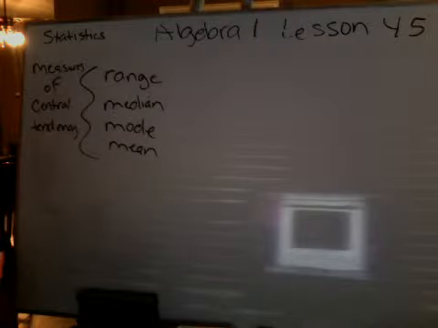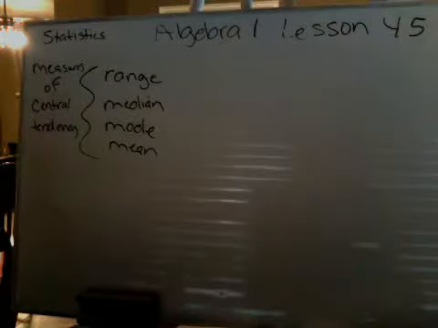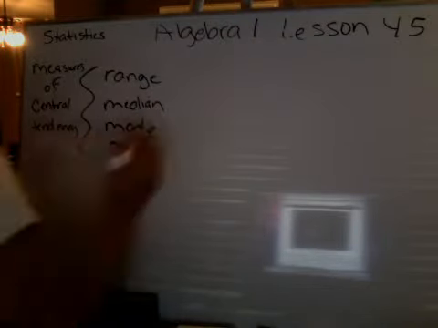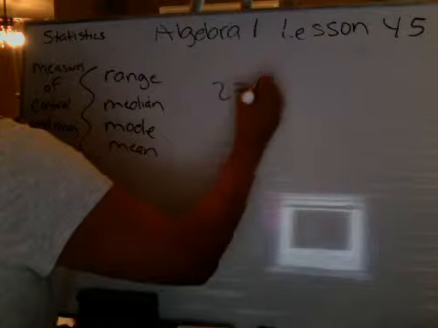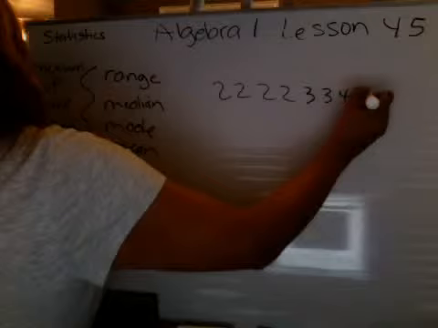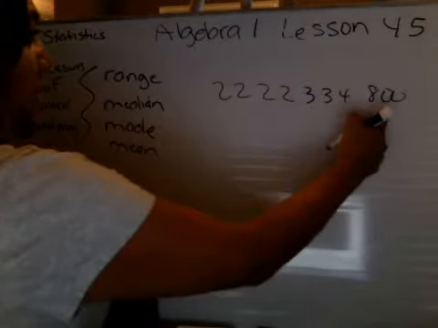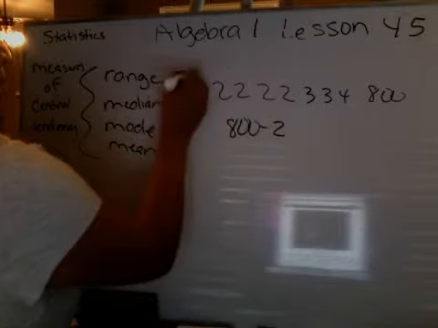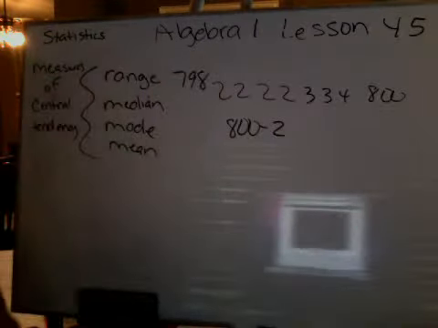A freight company received a shipment of 8 cats and 1 cow. The weights are in pounds, and they are 2, 3, 2, 2, 3, 2, 2, 4, 3, and 800 respectively. Find the range, median, mode, and mean. So the first thing you're going to do is put these numbers in order from least to greatest, which would be 2, 2, 2, 2, 3, 3, 4, 800. So the range is from 2 to 800, and then you find the difference, which is 798. So the range is 798.